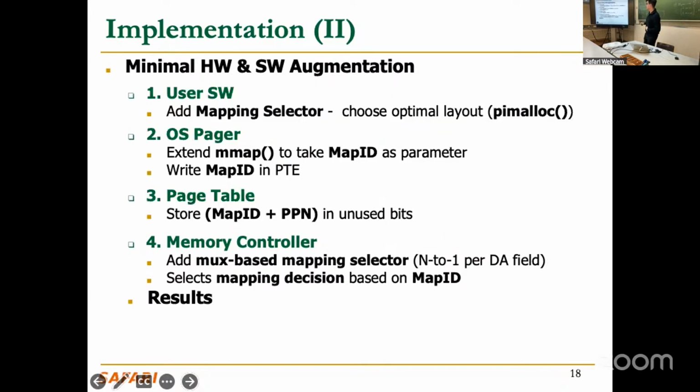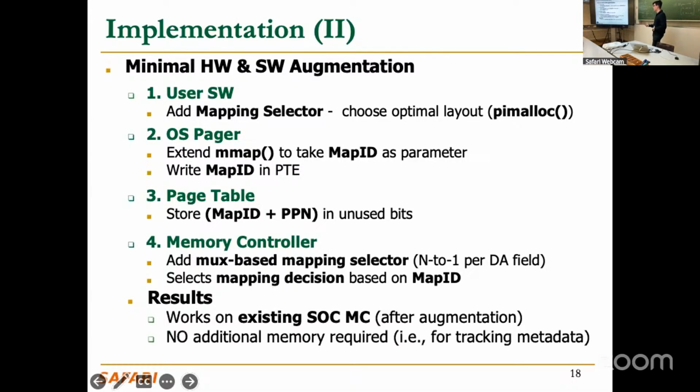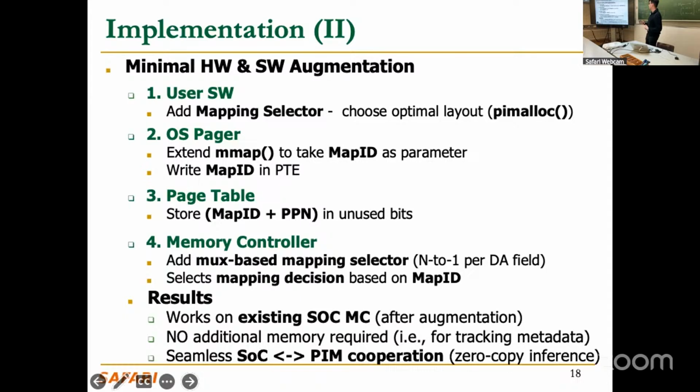So with these design decisions in mind, we managed to get Facil working on the existing SoC memory controller after augmenting it. We require no additional memory layout. We require no additional memory to track the metadata. And in the end, Facil manages to achieve this seamless SoC to PIM cooperation at zero copy inference cost.